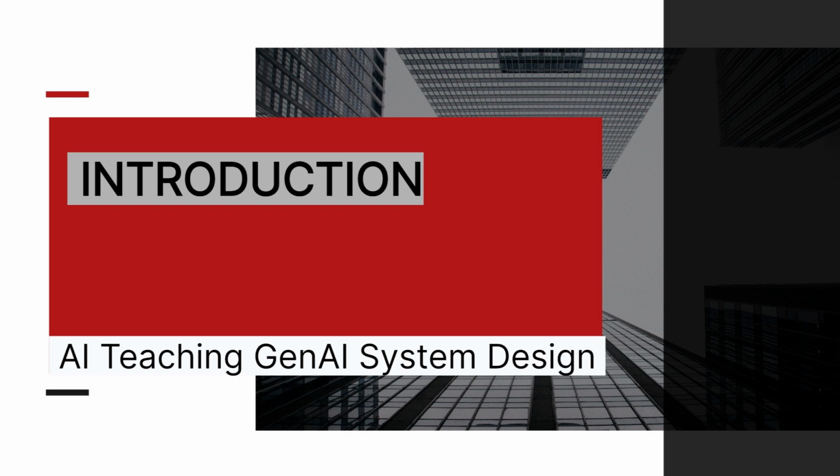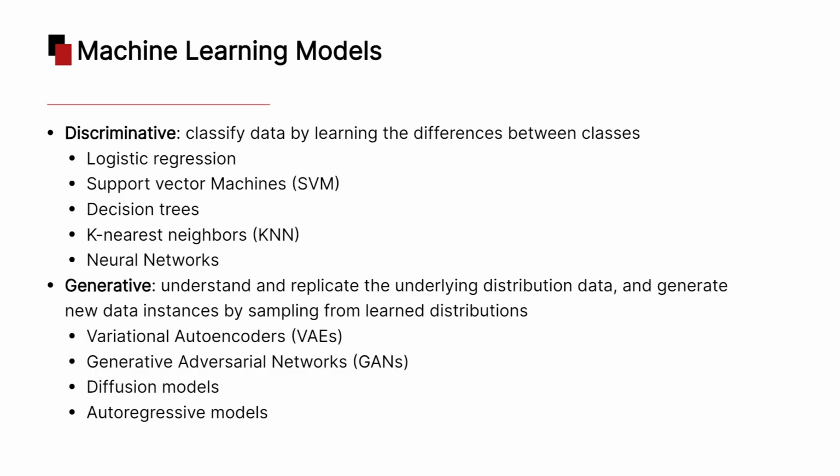Let's get started by understanding the different types of machine learning models and how they form the foundation of every generative AI system. Let's start by splitting machine learning models into two broad categories: discriminative and generative. 1. Discriminative models. These models focus on learning the boundary between classes. They don't try to understand the entire data distribution. Instead, they concentrate on telling one class apart from another. Logistic regression, a classic linear model that estimates probabilities of class membership using the logistic function. Great for simple, linearly separable problems.